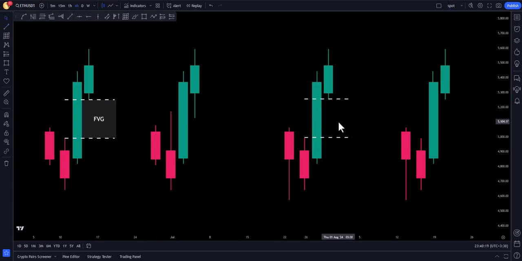However, this fair value gap isn't valid and is incorrect. Why? Because there's an inside bar here. Whenever we have an inside bar, we consider the previous candle as the mother candle. So, as you can see in Figure 4, the correct fair value gap is based on this mother candle.